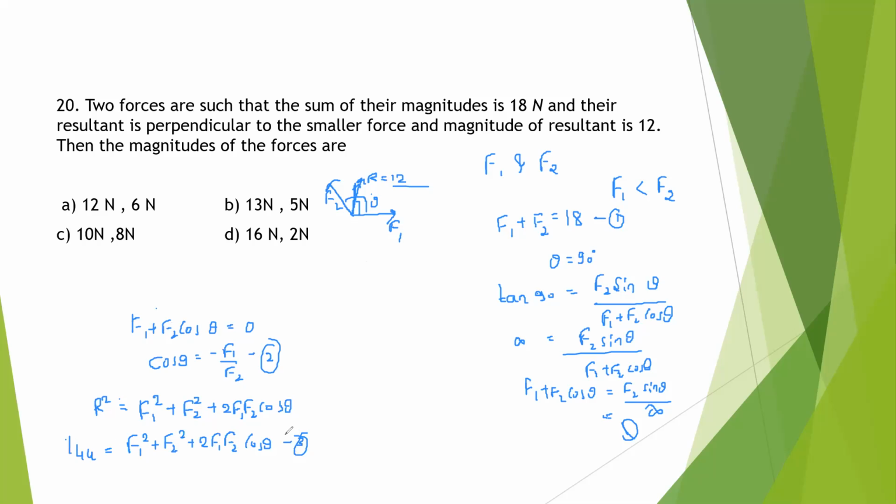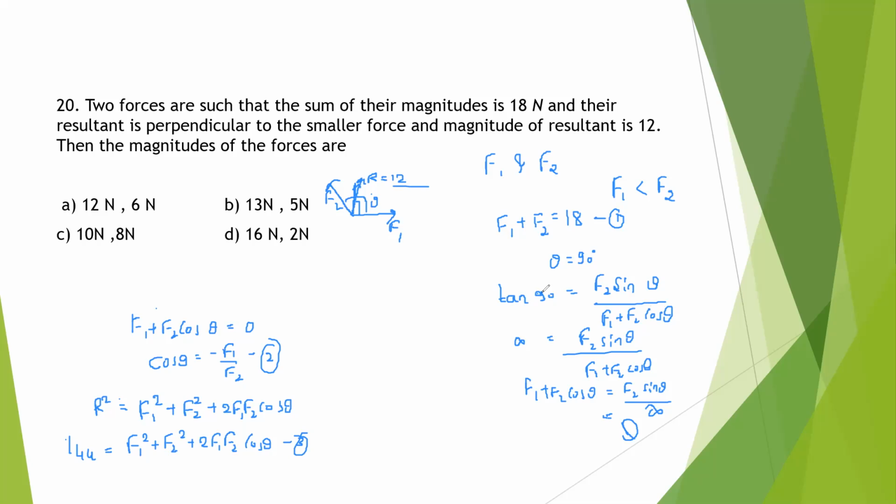Before telling the next step, I just want to revise it. What the question is, two forces are there, F1 and F2. The sum of their magnitudes is 18, it is written. Therefore, I am writing my equation 1, that is F1 plus F2 is equal to 18. Next, the resultant is perpendicular to the smaller force, and the magnitude of the resultant is 12. So R is equal to 12 they have given. And the angle between the resultant and the smaller force is 90 degrees. So according to that, the angle formula we have is tan alpha is equal to F2 sine theta divided by F1 plus F2 cos theta.